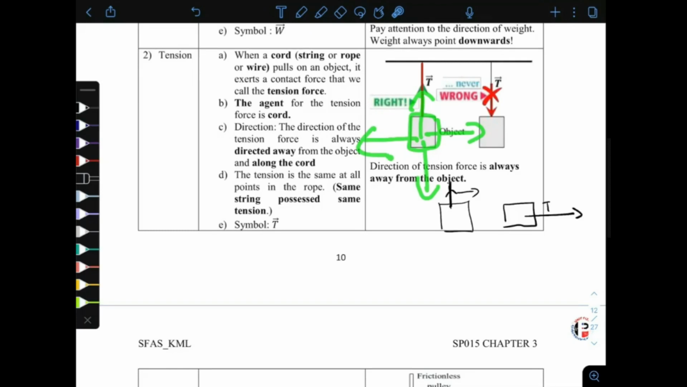Tapi bila dia nak away from the object, dia kena along the cord. Cord kamu ada dekat mana? Dekat belah atas ni sahaja. Therefore, it is directed upward here. Okay, tak boleh yang macam dekat next diagram here. Next diagram here salah because the tension is pointed towards the object. This is wrong. Your tension never point towards the object.